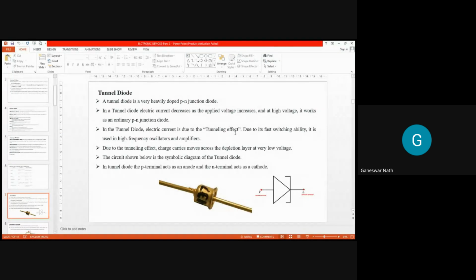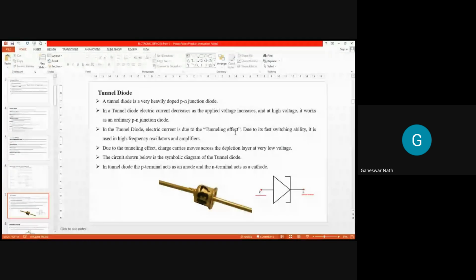But here you can find one thing that is called the tunnel diode. And that tunnel diode basically comes due to the tunnel effect in a semiconductor. If you have an idea of the tunnel effect in quantum mechanics, that is what arises. So that is why in a tunnel diode electric current decreases as the applied voltage increases, and at a high voltage it works as an ordinary PN junction diode. Okay, so this is the particularity you can find in the tunnel diode.